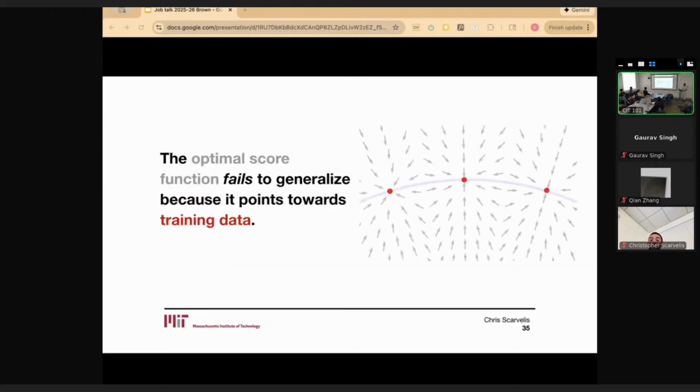I want to begin with an example. So suppose we have these 3 red training samples, and we'd like to use a diffusion model to generate samples from the blue curve on which the training data lies. Our first paradox was that the optimal diffusion model for this training set can't do that because its score function points directly towards the training data.